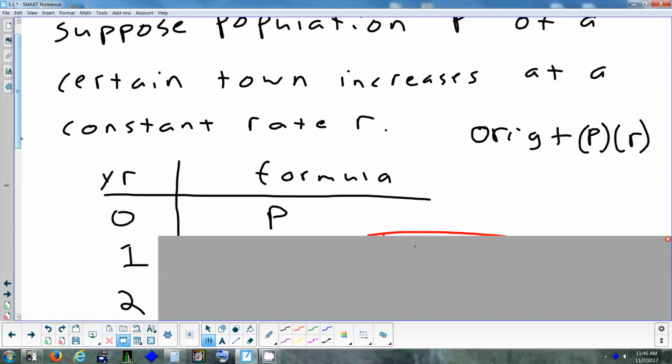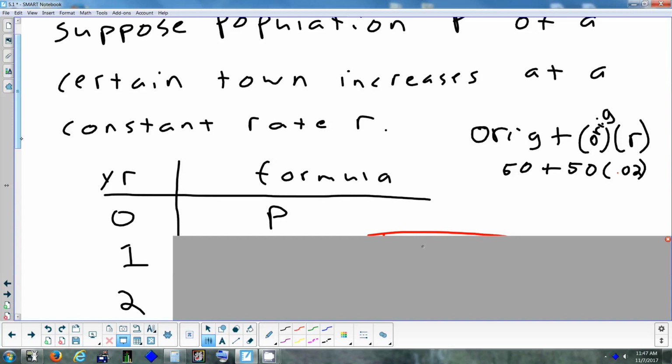So you take what you started with plus what you started with times the rate of increase. If my initial population was 50, I would take 50 plus 50, and if the growth rate was 2%, I'd plug in 0.02. 50 times 0.02 would give me 1, plus 50 would be 51. So if you increase the number 50 by 2%, you go to 51.